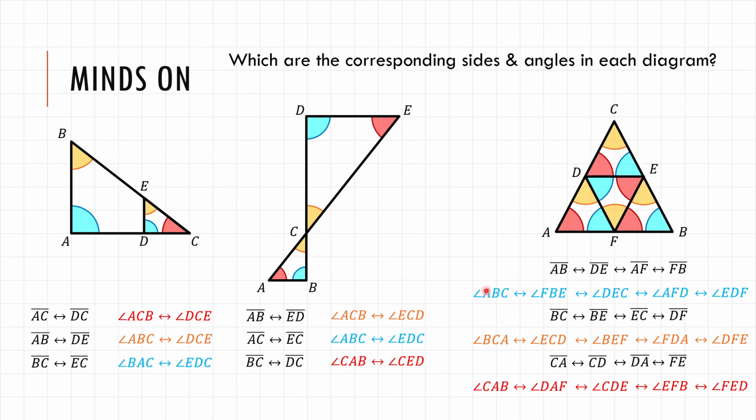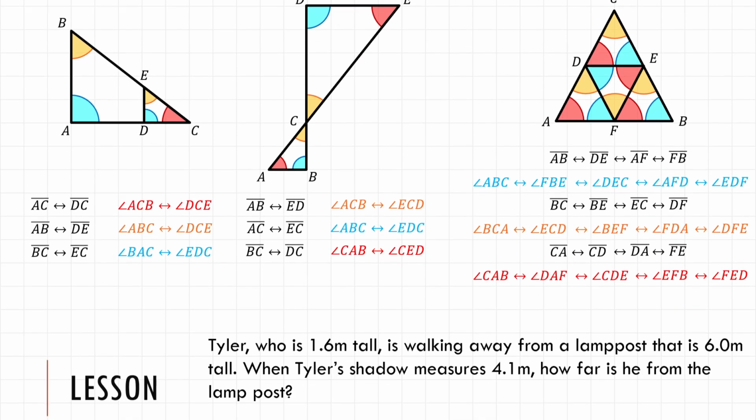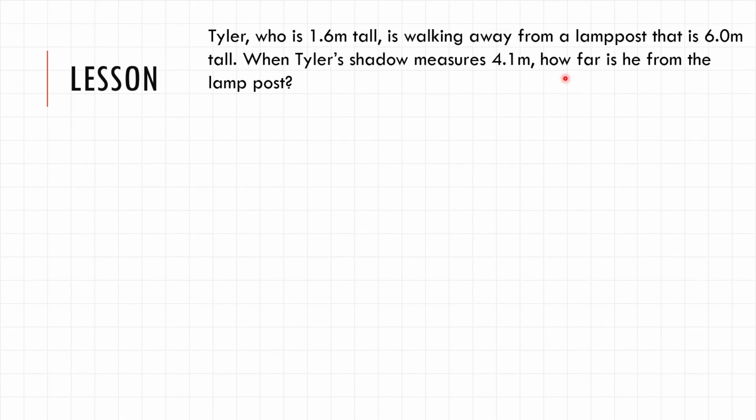Okay, so now that we've warmed up and figured out how to identify any corresponding sides and corresponding angles, let's take a look at a sample problem. In this situation, Tyler, who is 1.6 meters tall, is walking away from a lamppost that is 6 meters tall. When Tyler's shadow measures exactly 4.1 meters, how far would he be from the lamppost?